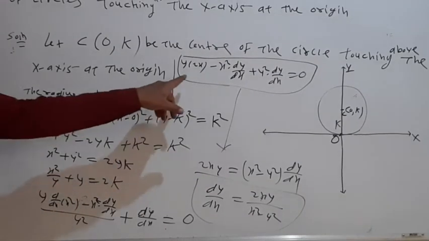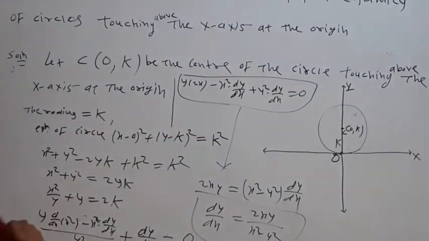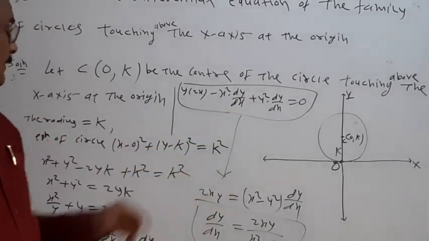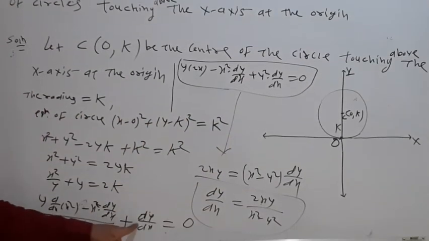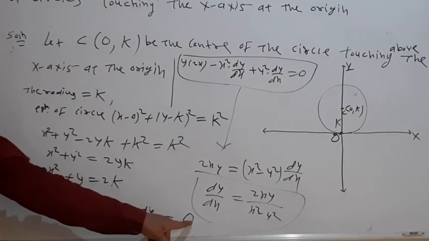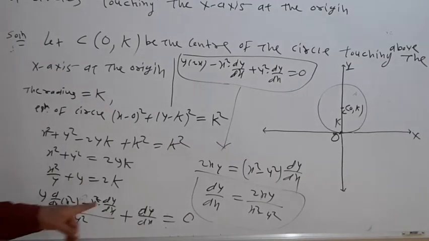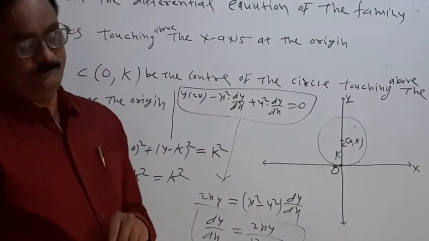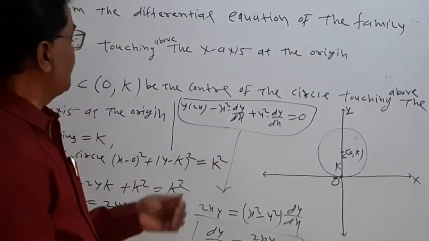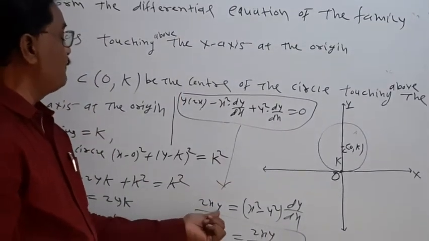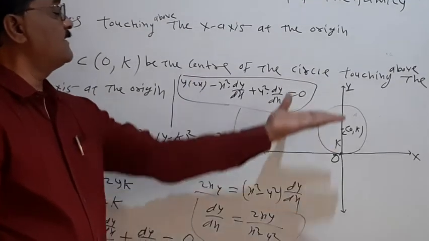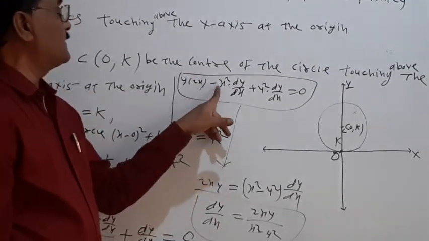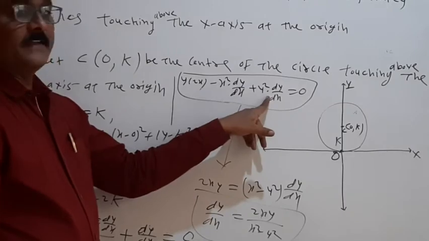So here derivative of x square is 2x. So here 2xy minus x square into dy by dx, and this y square transfer to this side, and then this is equal to 0. So y square into dy by dx plus y square into dy by dx is equal to 0. This can also be written as 2xy is equal to, here transfer this to the right hand side, minus to plus and plus to minus.